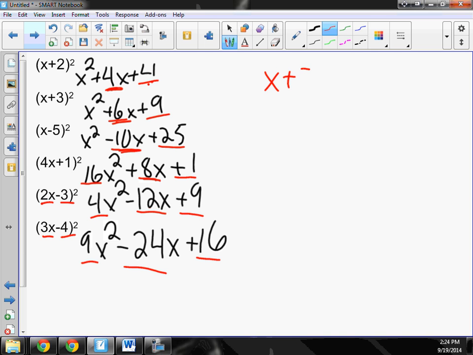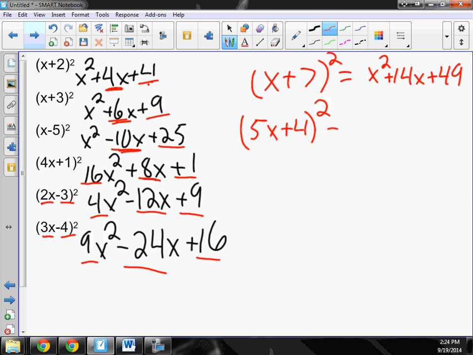If I had x plus 7 squared, what is that going to be? Okay, that'll make your life easier. What if it's 5x plus 4 squared? 25x squared. And the last one is 16. And then it's 5x times 4 is 20x. Double that is plus 40x. Plus 16. Okay? That's going to help you today.